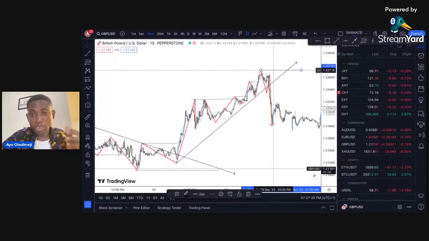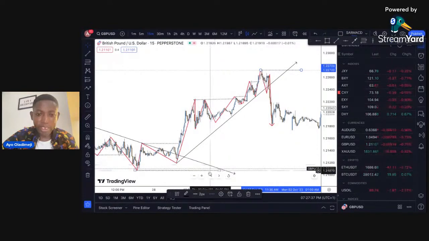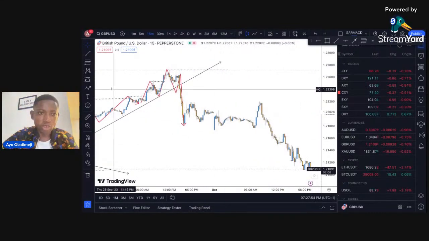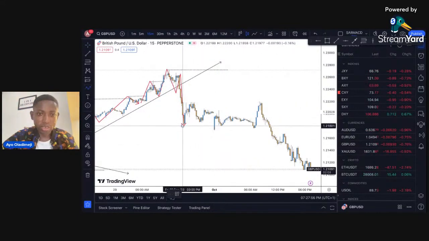Okay. But instead, what did it do? It did not break it. And it gave us something that signaled that market direction is changing again. Instead, look at what it did. It came from a higher low, gave us a high, and it did not break above this one, and then gave us a low. And the moment it gave us this low, see the change in trend.